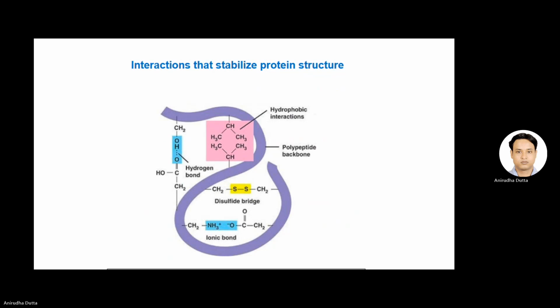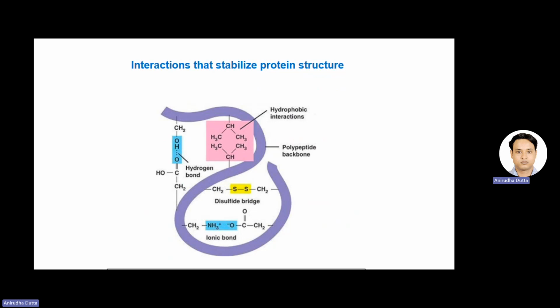Other than disulfide bonds and hydrophobic interaction, there are ionic interactions. Ionic interaction is between two residues of opposite charge. They interact with each other by Coulombic interaction, and it stabilizes the protein.